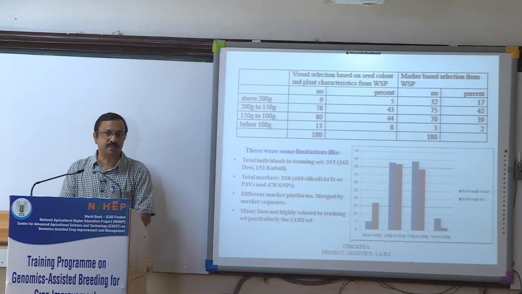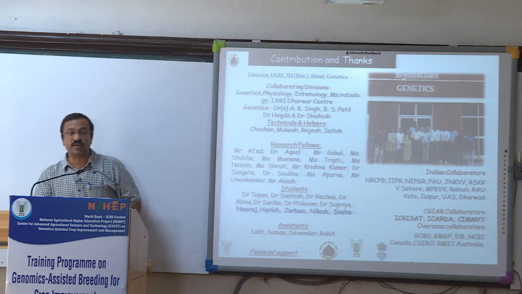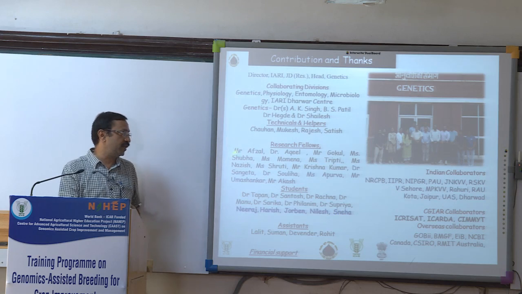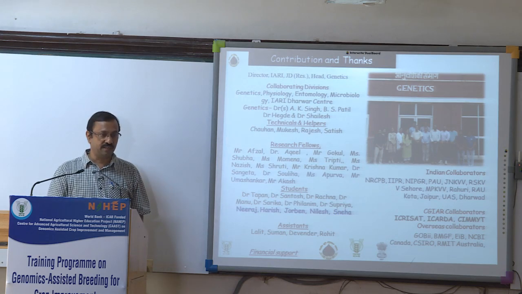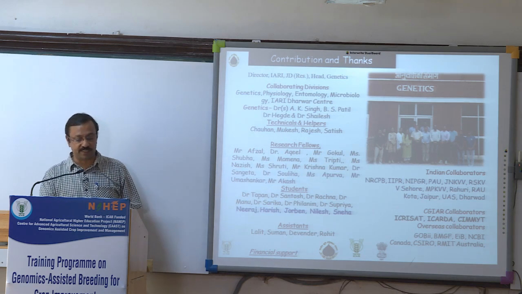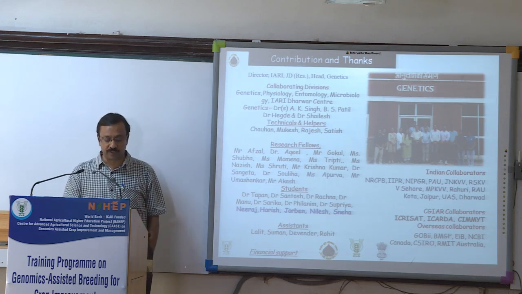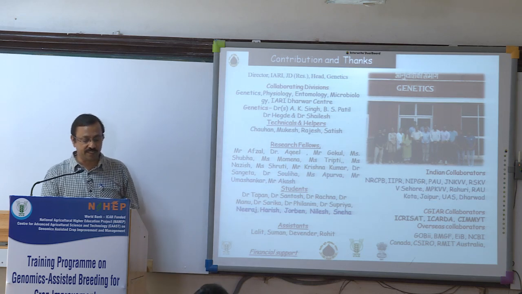Like I said, next year we will be releasing Kabuli or Desi wilt tolerant lines through marker assisted breeding selection. This is not my work alone and I will be failing in my responsibility if I don't acknowledge my students and the research fellows on whose work this whole presentation has been made. All those who have joined since 2010, whether it is Afzal, Akil, and the new group like Sangeeta, Soliha, Apurva, Umashankar and Akash. All my students, including the blue ones, are currently present: Neeraj, Harish, Jorben.